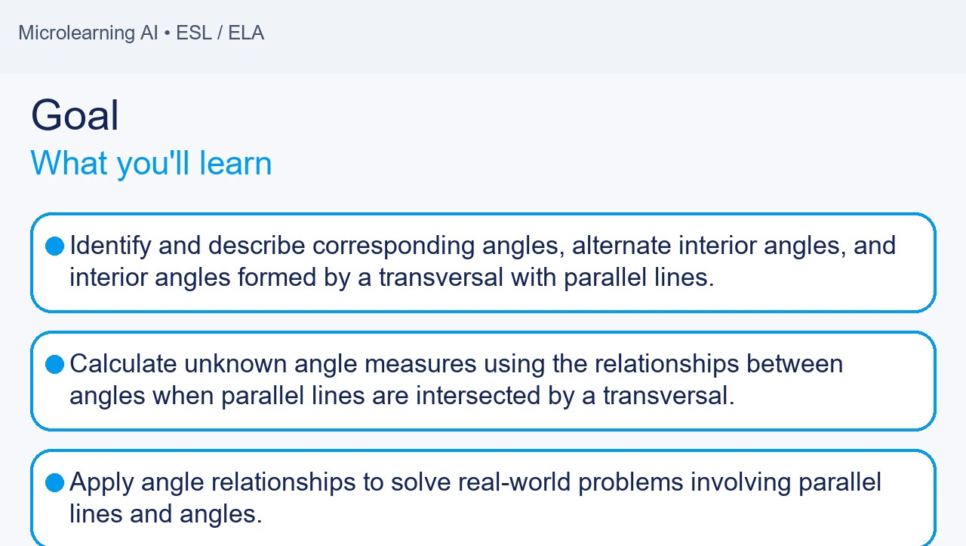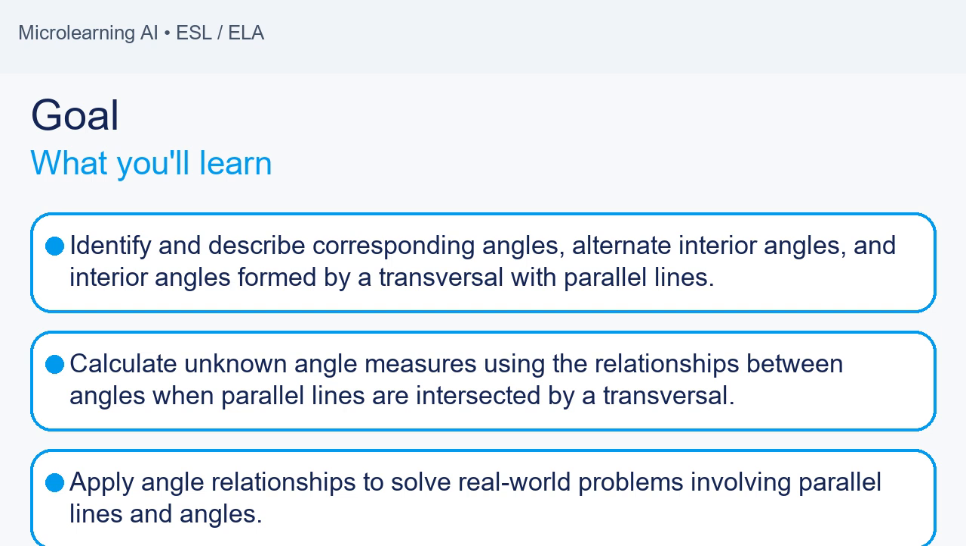Common mistakes include assuming that alternate interior angles are the same as corresponding angles, calculating the same side interior angles incorrectly by not using the supplementary angle rule, and confusing the angles formed when the transversal crosses the parallel lines. Correct versions are recognizing that corresponding angles are equal when parallel lines are crossed by a transversal, understanding that same side interior angles are supplementary, summing to 180 degrees, and identifying alternate interior angles as equal when formed by a transversal with parallel lines.